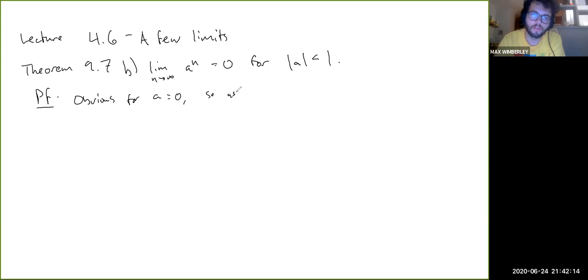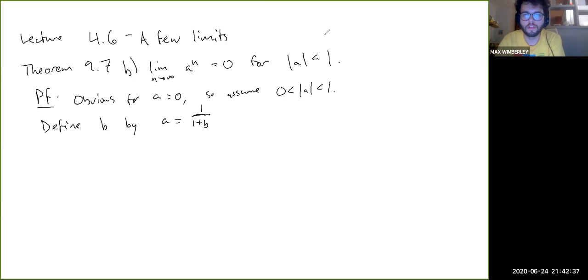So let's assume 0 is less than the absolute value of a, which is less than 1. Okay, now the trick they use is: define b by a equals 1 over 1 plus b.